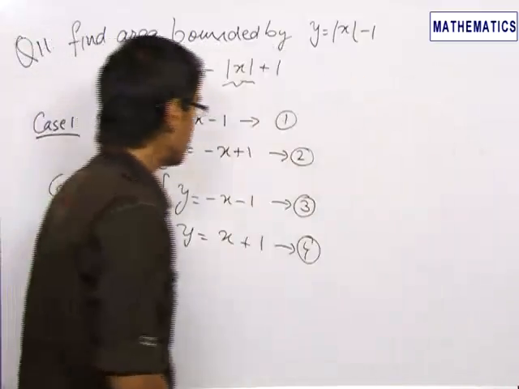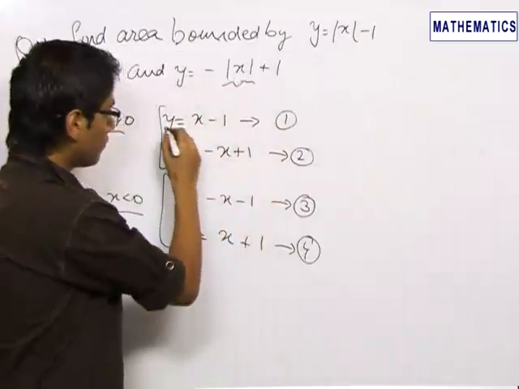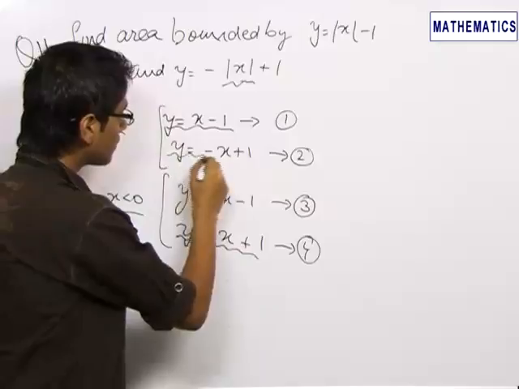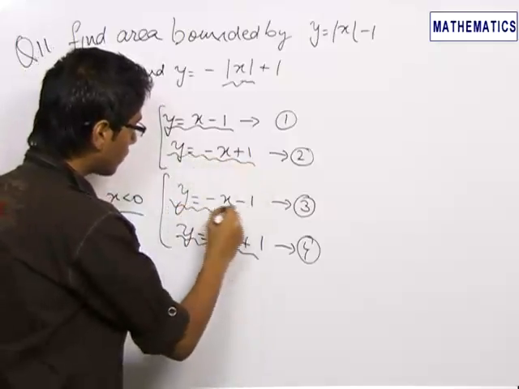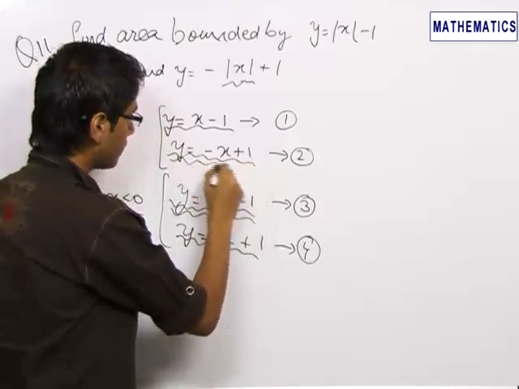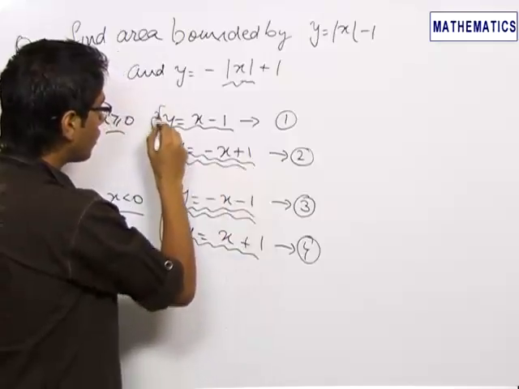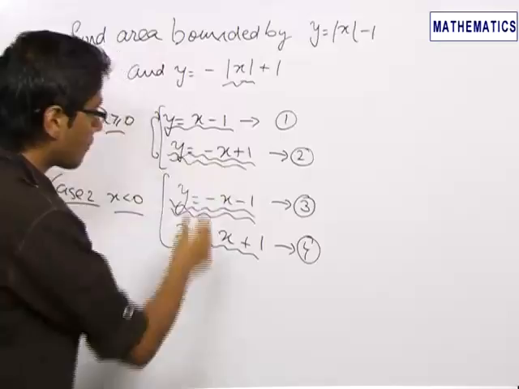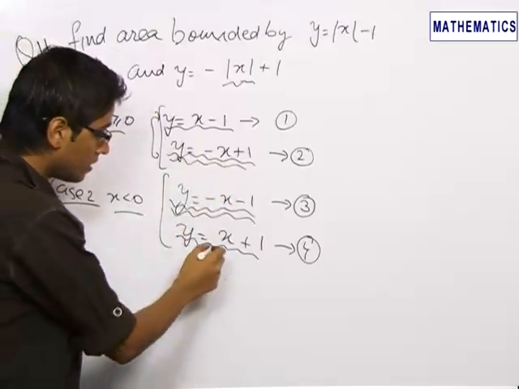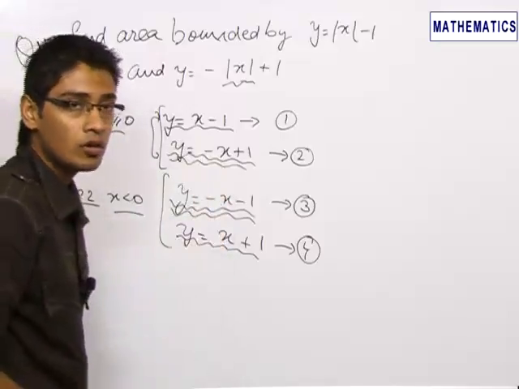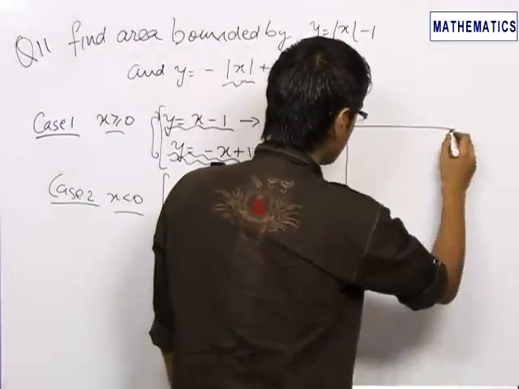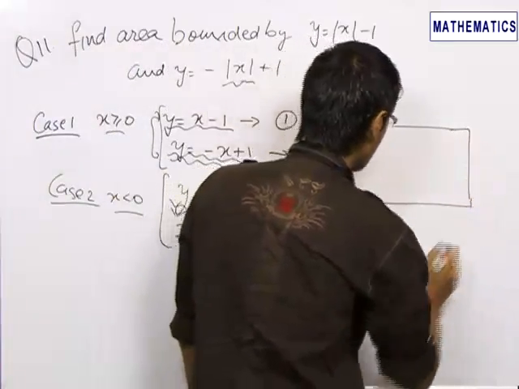We can clearly see there are two sets of parallel lines. y equals x minus 1 is parallel to y equals x plus 1, and y equals minus x plus 1 is parallel to y equals minus x minus 1. And these two lines are perpendicular to each other because its slope is 1, its slope is minus 1. So m1 m2 equals minus 1, and similarly these two lines are perpendicular to each other because m1 m2 equals minus 1. So here we get a closed figure.